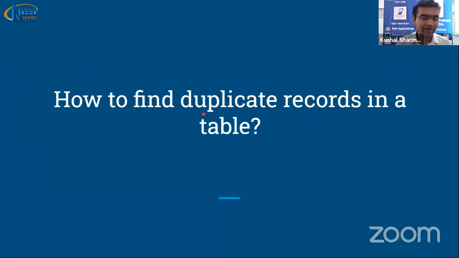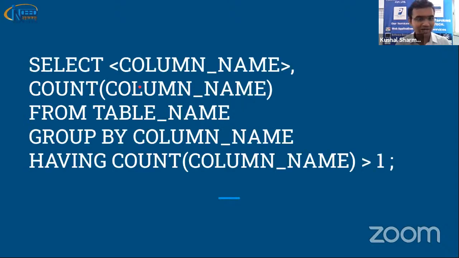Let's move ahead and try to understand the next question, which is how to find duplicate records in a table. How to find duplicate records in a table? Start thinking. So let's have the answer to it. We can find it with: select column name, count column name, from table name, group by column name, having count column name greater than 1.